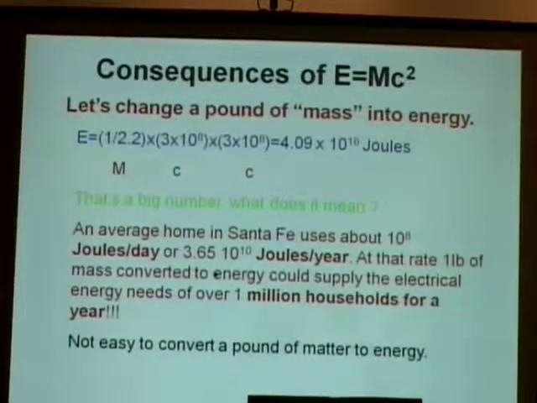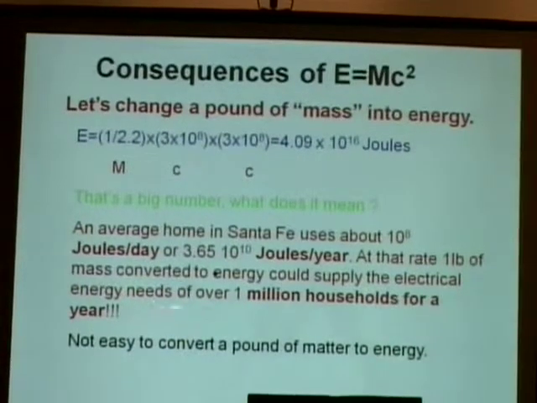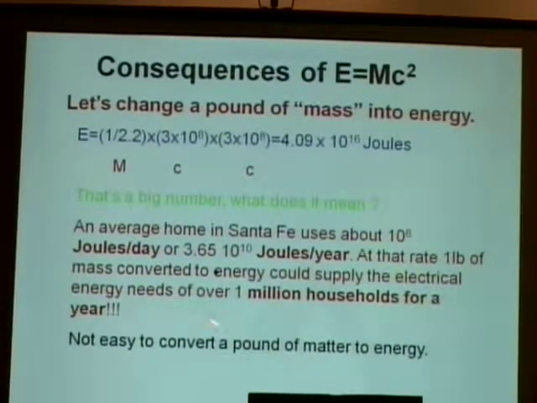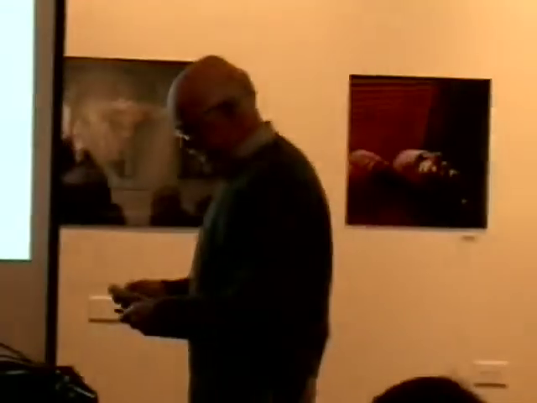Now, that's a big number. What does it mean? So I tried to convert it to something we could get a feel for. An average home in Santa Fe uses about 10 to the 8th joules per day, or 365 times 10 to the 8th joules per year. So this pound of mass, if we could convert it into energy, could supply the electrical energy needs of over 1 million households for a year. So you can see there's just an incredibly potent energy content in mass. Of course, it's not easy to convert a pound of matter into energy. That's why you would end up collecting a good deal of money if you were able to do that.